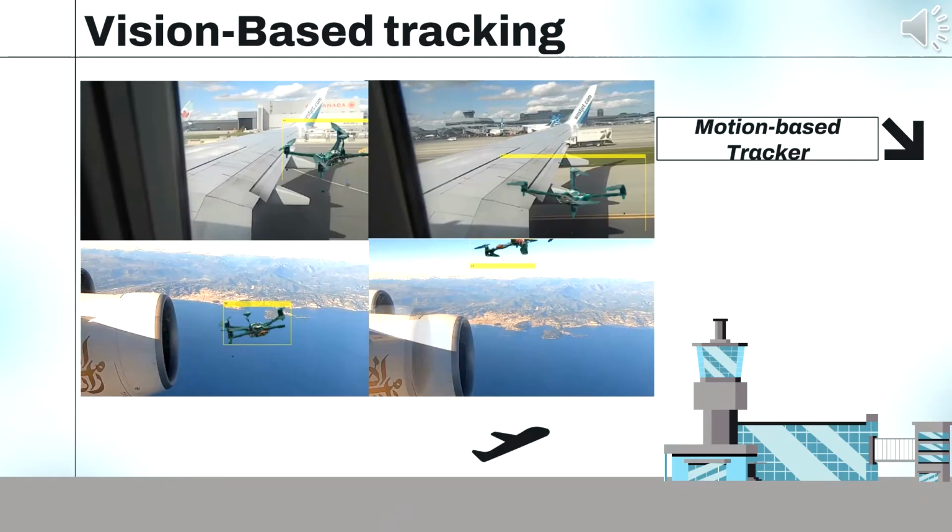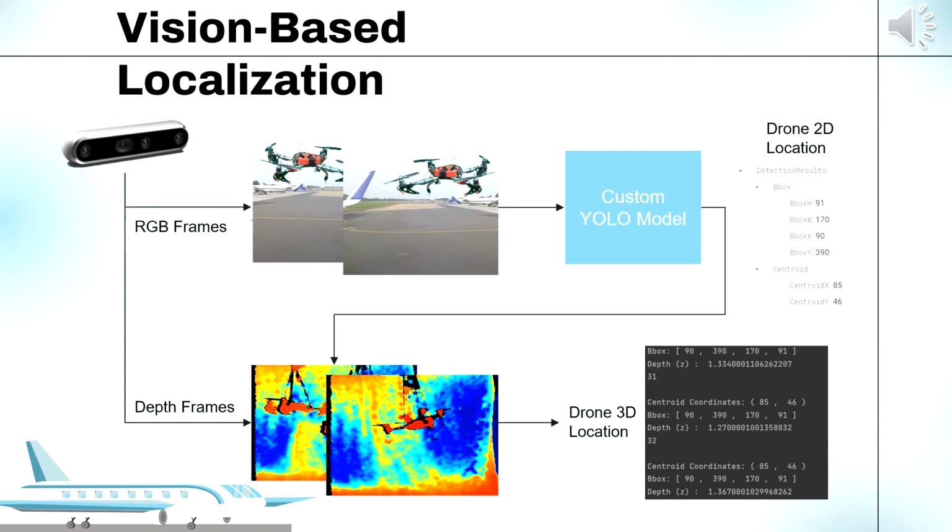The output of the YOLO model is passed to a motion-based multi-object tracker. The tracker assigns a unique ID for each detected drone. These are the results of successfully tracking drones throughout the frames with the continuous uncorrupted presence of the drone in the scenes throughout. Two types of frames are obtained from the depth camera: RGB frames and depth frames.